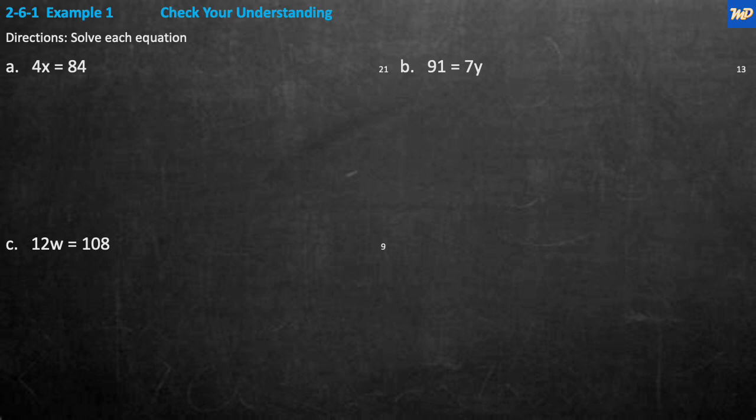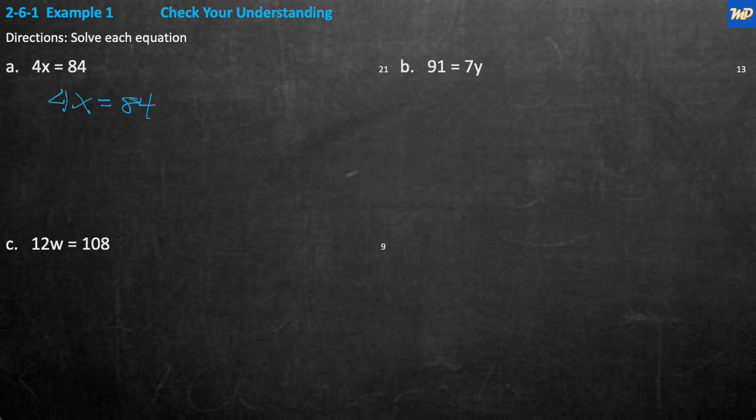Okay, good. I'm assuming you tried your best and you all have correct answers. So let's do it. Problem A. A says 4x is equal to 84. We're going to solve this equation. We're going to have to solve for x. And so, 4x equals 84.